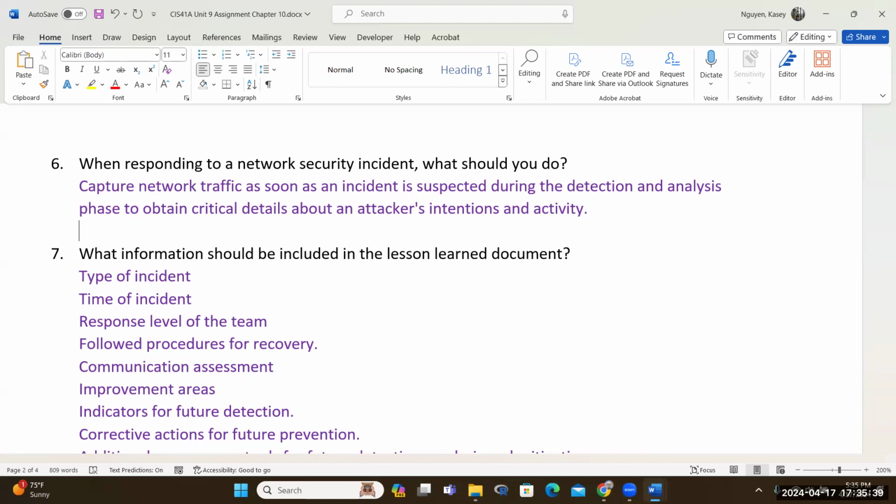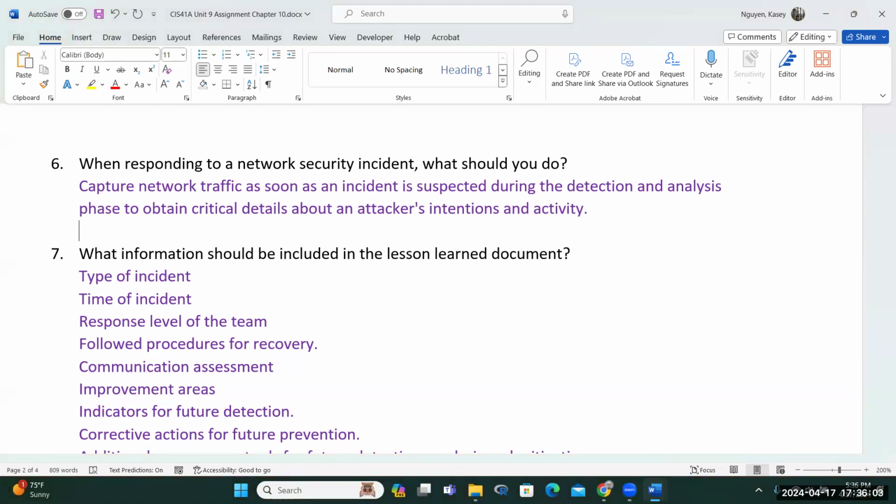And then we have to put down the response level of the team, right? Were they responding to something that's critical? Because sometimes they might dispatch the entire team, or several people from the team if it's not as critical. And then what kind of procedures were used for the recovery process.